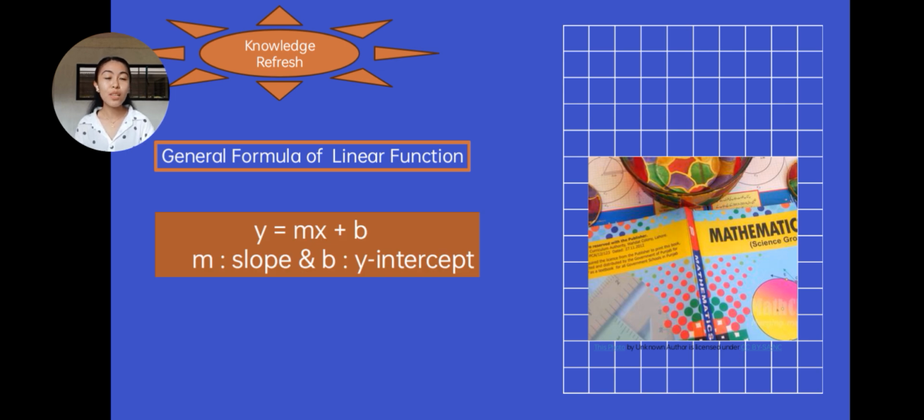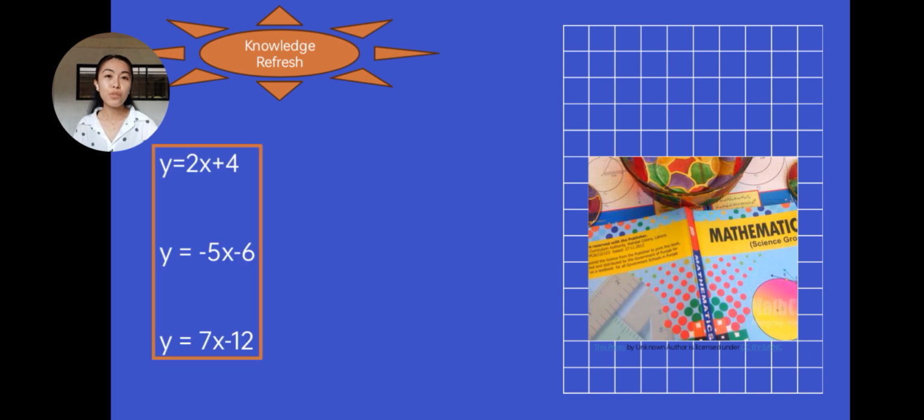Articulate. It is y is equal to mx plus b, where m is the slope and b is the y-intercept. At this point, using your whiteboard, I want you to jot down the slope and the y-intercept of the following linear functions. Finished, class? If so, you may exchange whiteboards with your seatmate and let's check your answers. For the first linear function, what is m and what is b? Very good. m is equal to 2 and b is equal to 4.